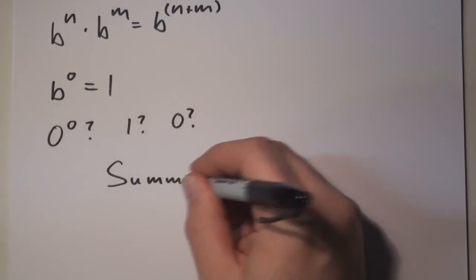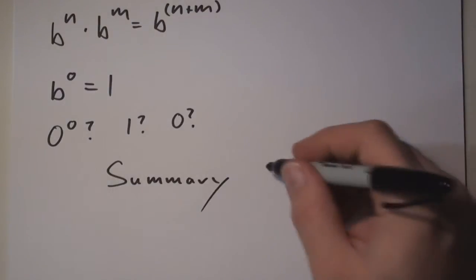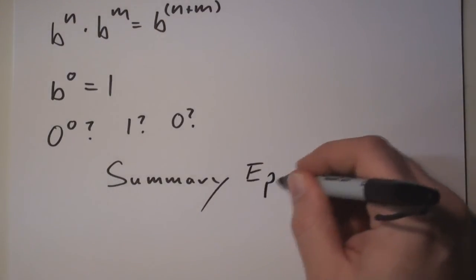So, exponents are essentially a shorthand notation for multiplying the same number together over and over in succession, and you should not be intimidated by them.